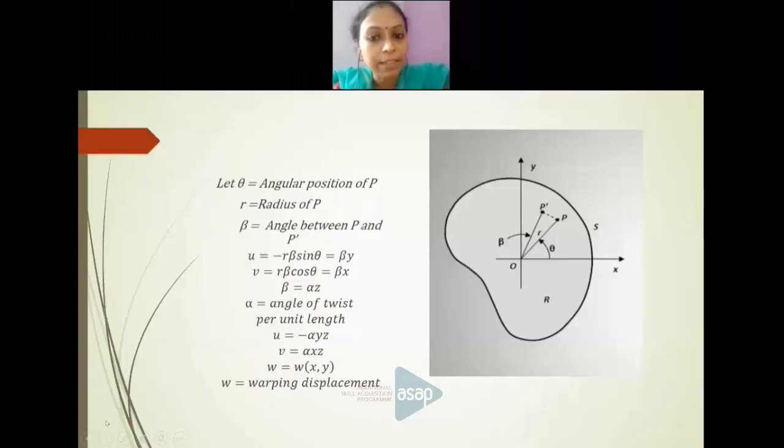So we have just seen that in the z direction, the sections are getting warped or distorted. W represents the z direction displacement, and this displacement is known as warping displacement. Warping is a phenomenon which is completely dependent upon the cross section of the body. It has no dependency on z, meaning the length of the shaft considered. It will be completely dependent on x and y.